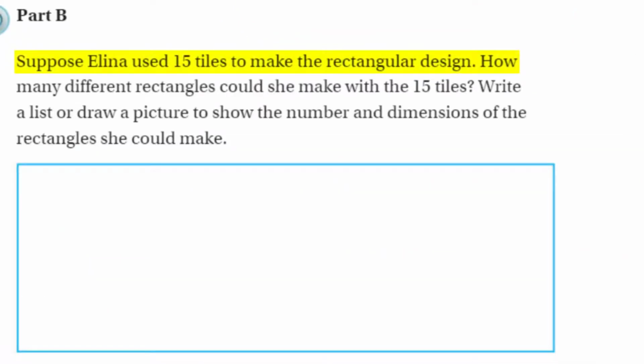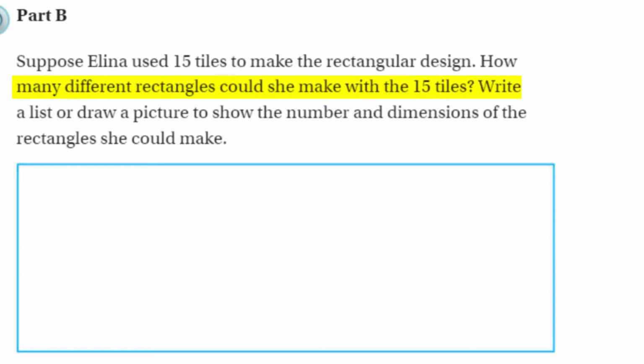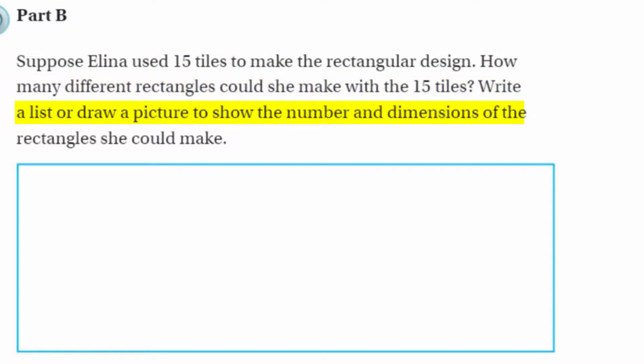Suppose Alina used 15 tiles to make the rectangular design. How many different rectangles could she make with the 15 tiles? Write a list or draw a picture to show the number and dimensions of rectangles she could make. Okay, I might do a little bit of both here.